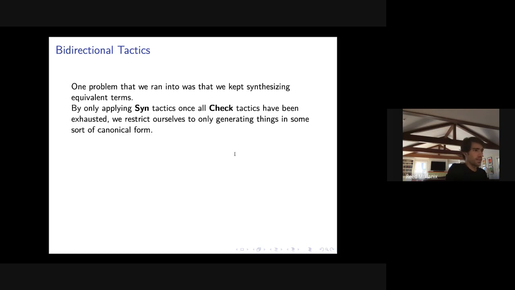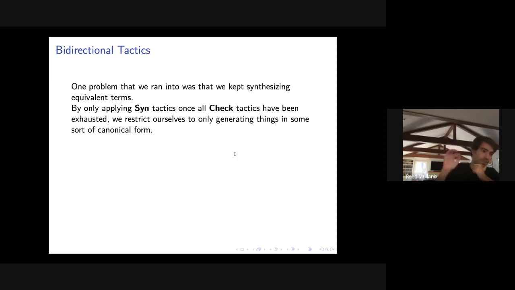But if we take this bidirectional approach into mind and only apply synthesis tactics after all the check tactics have been exhausted, so decompose the problem down by doing all the obvious things, and only then try to do clever things, we essentially restrict ourselves to only generating things in some sort of canonical form, because there's an ordering to how we apply the tactics. In the same way, bidirectional typing also allows you to get canonical forms with no type annotations, and non-canonical ones do require type annotations.